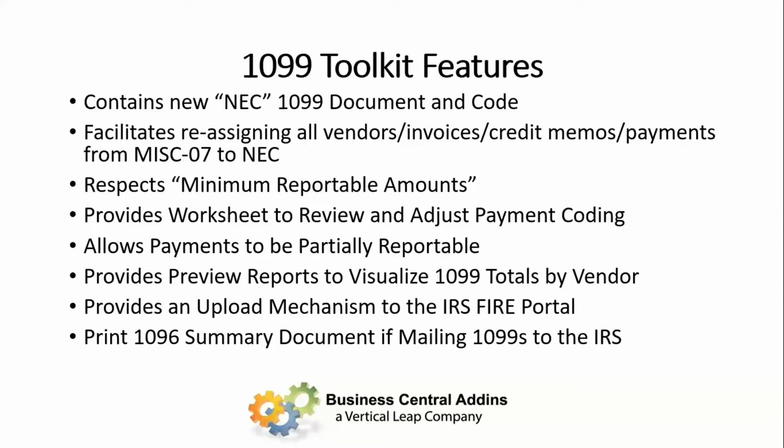We do respect reportable minimum amounts. Now, I understand that the new version does respect minimum reportable amounts. So if you're using the NEC form and the minimum reportable amount is 600, in the past, Microsoft did not respect that. If you had a payment of $300 and the minimum reportable amount was 600, the vendor got a 1099 anyway. We also provide a worksheet for you to review what the current coding is, and adjust any payment coding as necessary.